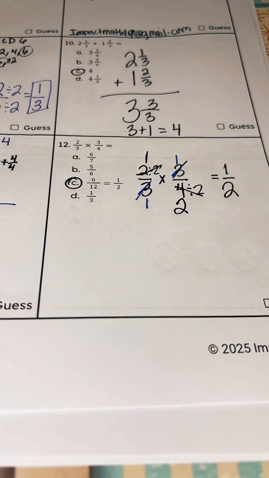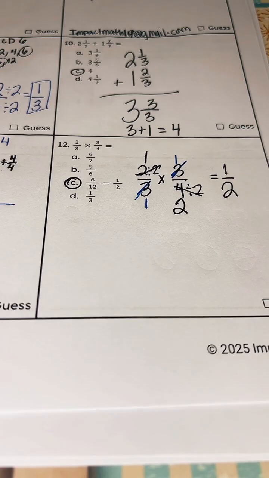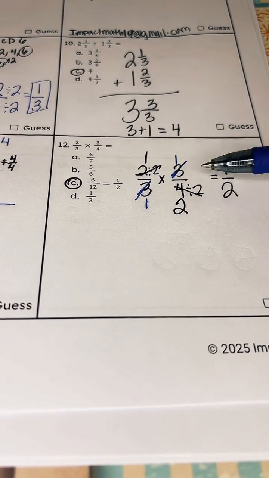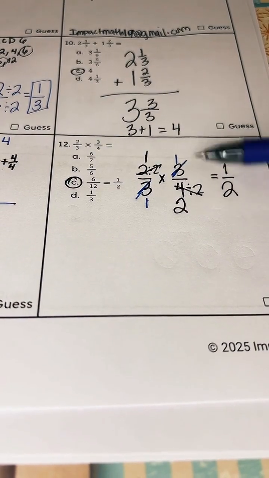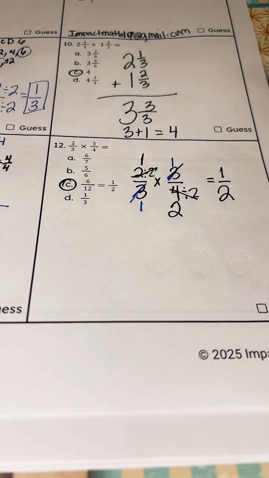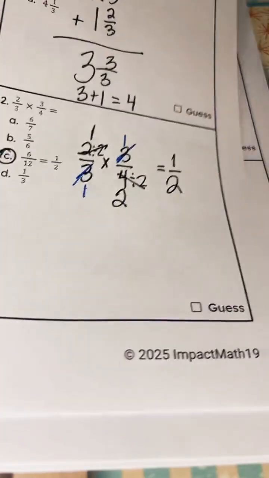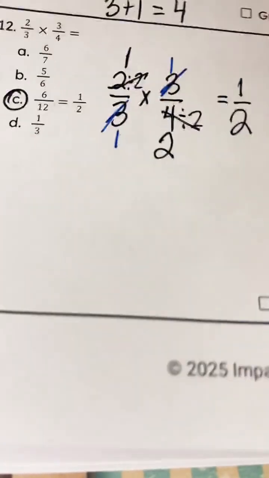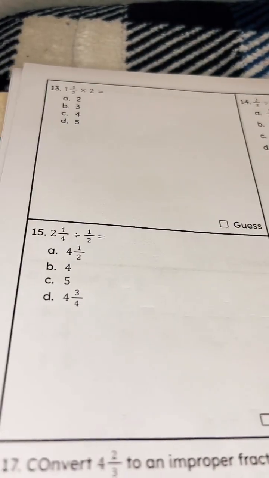Because it does play a heavy... nope, I don't have it. But you're going to be doing this a lot when you get to algebra. Cross-canceling with polynomials, factors, and all that kind of stuff. And it does help. The sooner they see this, the easier it just makes it for them in the long run.